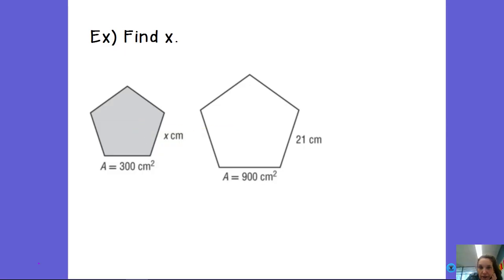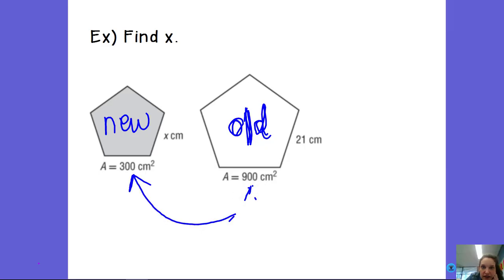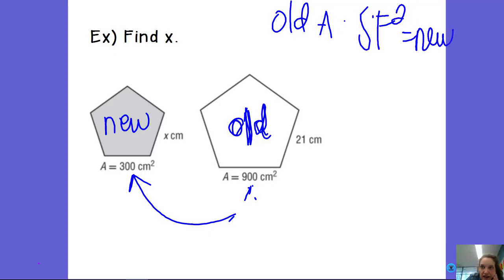So I'm going to look at my areas. This is my old figure because I know all of the information about it. This is my old pentagon and this is my new pentagon. So my old area is 900, my new area is 300. So remember, the formula is old area times the scale factor squared gives you the new area.